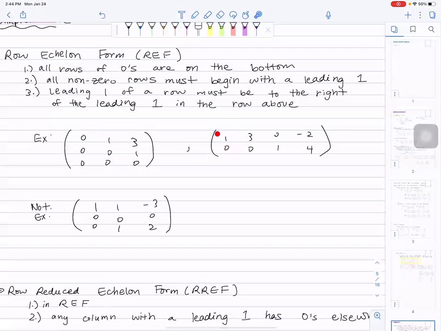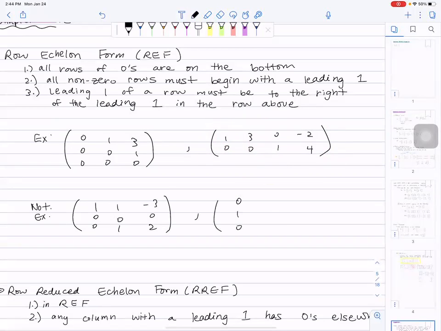So we see that the first term with a number is in this first column. That's fine. That means that in the second row, wherever your first number shows up, it should show up in the second column or later. And it does. It shows up in the third column, which is after the second column. That's fine. So it works, and this is in row echelon form.